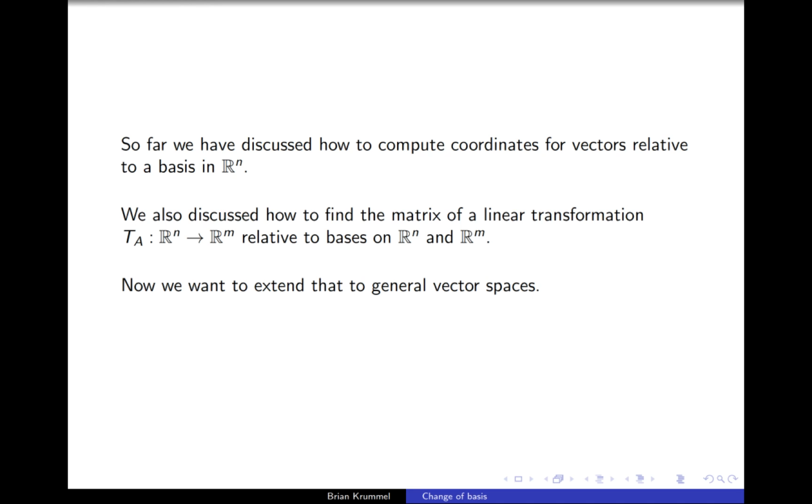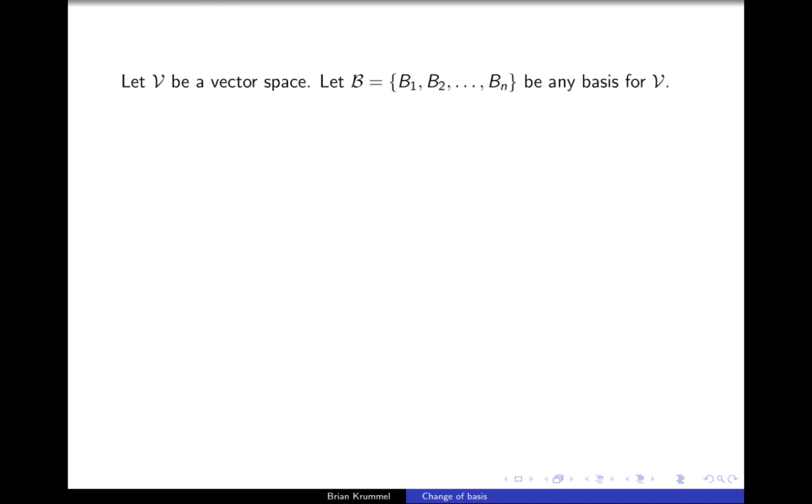Now today we want to extend that to general vector spaces in order to express vectors as coordinate vectors relative to a basis and to represent linear transformations between general vector spaces in terms of a matrix relative to a basis. So to discuss the theory, let's let V be a vector space, and let's let B be a basis for V. Now notice here that B could be any basis for V. V has many bases.